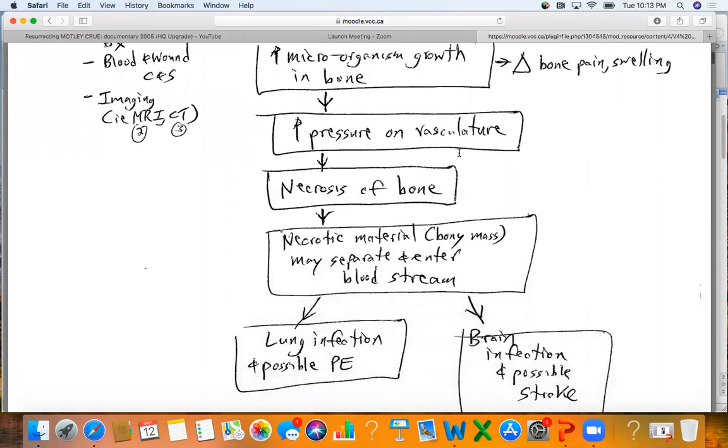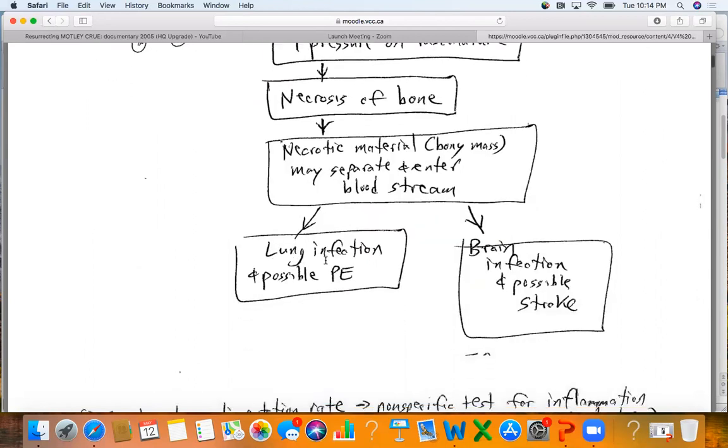The danger with necrotic bone is that you can get bone fragments separating and turning into dangerous emboli. Lungs, brain.